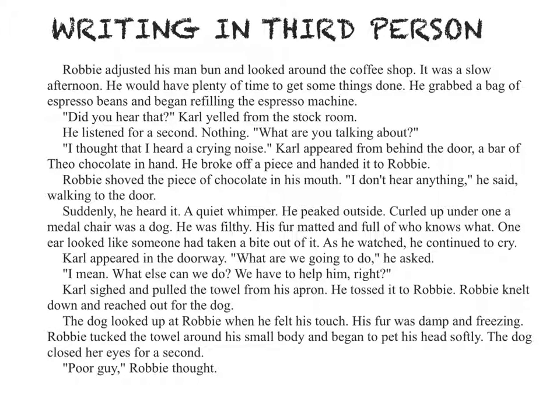He tossed it to Robbie. Robbie knelt down and reached out for the dog. The dog looked up at Robbie when he felt his touch. His fur was damp and freezing. Robbie tucked the towel around his small body and began to pet his head softly. The dog closed his eyes for a second. Poor guy, Robbie thought.